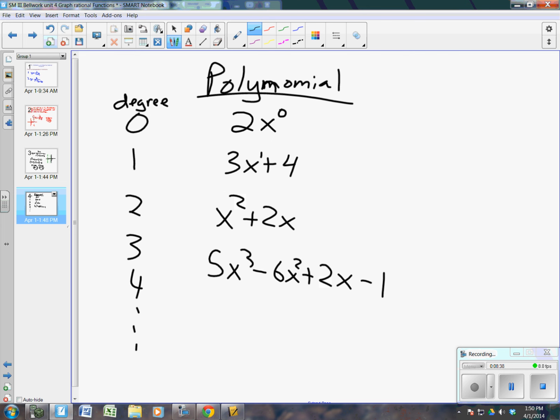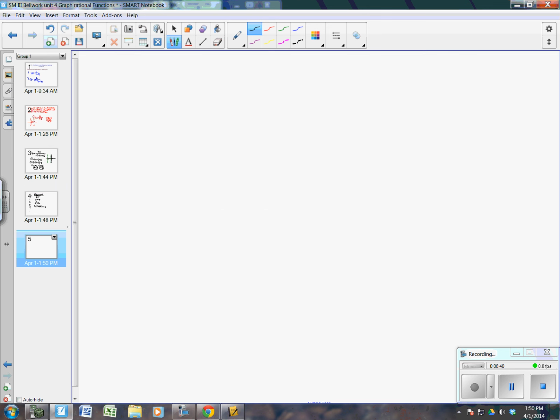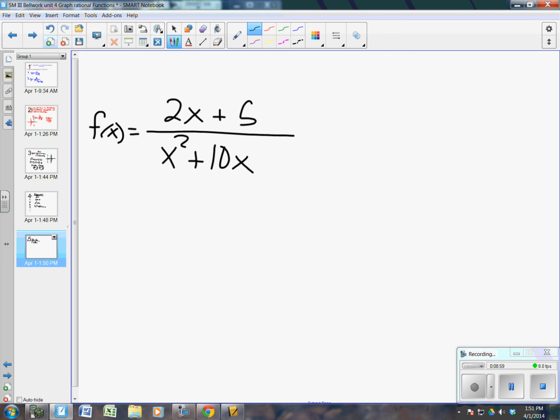So that's that. Now, a rational function is made up of a polynomial divided by a polynomial. So if I have something like f of x equals 2x plus 5, which is of degree what? 1. Or I have x squared plus 10x plus 24. That right there is second degree. So the top is 1 degree, right? The numerator is 1 degree. The bottom is second degree. You always look at the highest degree term. So we have 1 degree over second degree.